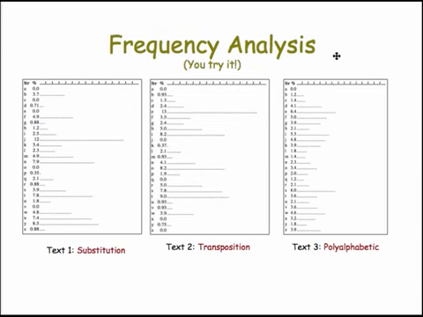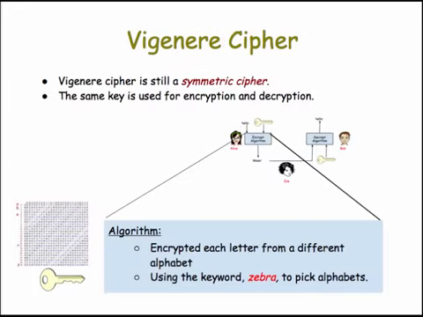And what we're going to find out is the longer the keyword you use, the shorter these peaks become and the flatter the distribution becomes. And it's important to recognize that Vigenere is a symmetric cipher, meaning we're using the same key both to encrypt and decrypt. The algorithm is simply that you encrypt each letter from a different alphabet, cycling through the collection of alphabets that are being used. And the keyword zebra is used to pick the alphabet.